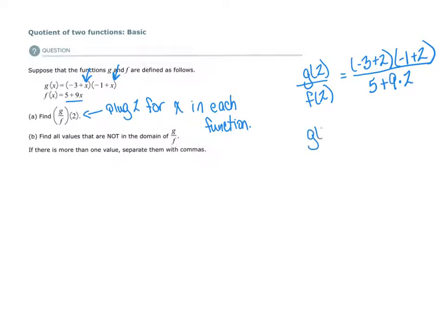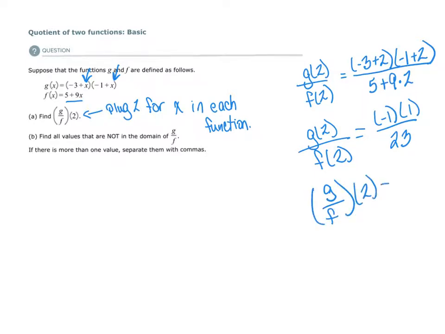So my g of 2 is going to be -3 plus 2. That gives me -1. -1 plus 2 gives me +1. So in the numerator, I'm just going to have -1. The denominator, I've got to do the 9 times 2 first. 9 times 2 is 18, plus 5 is 23. So my final answer for g over f of 2 is going to be -1 over 23.